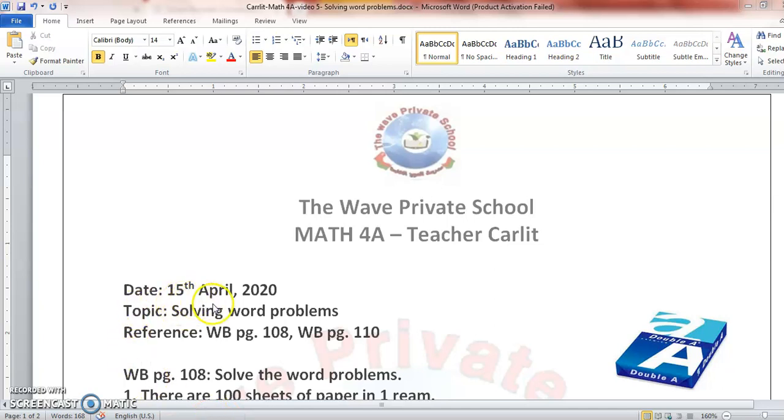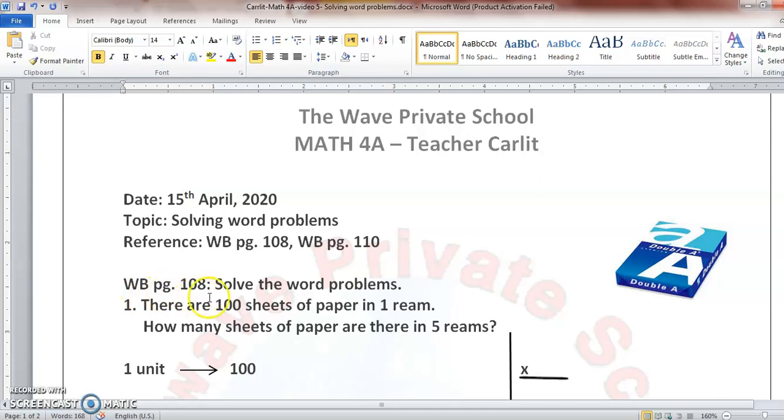Today is 15th April 2020 and our topic for today is solving word problems. Our references are workbook page 108 and workbook page 110. Let's start in workbook page 108, solve the word problems.